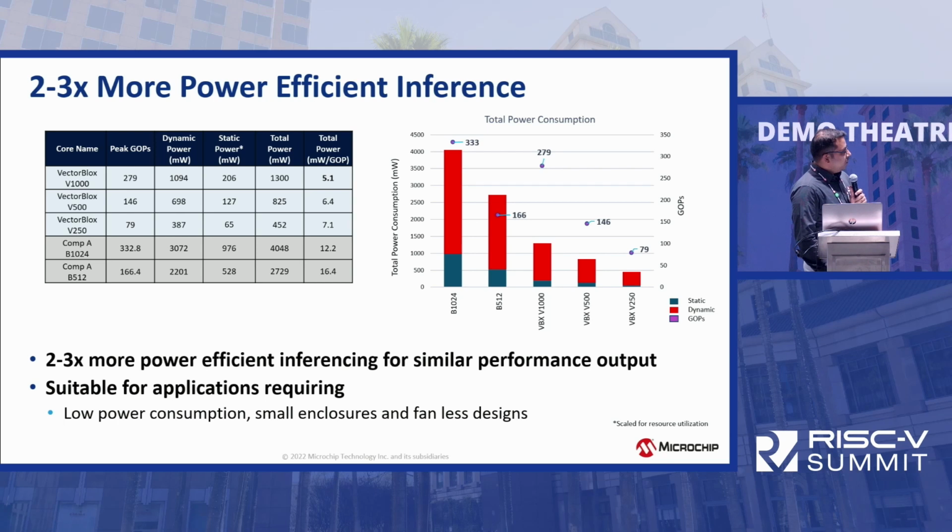For a sense of comparison, let's look at the V1000. You'd find that the V1000 gives a performance of 279 giga operations per second while consuming 1.3 watts. In terms of performance, it's similar to what's offered by the first bar, pretty close, about 80% of that. And it consumes less than 1/3 the power. So that's where we excel.